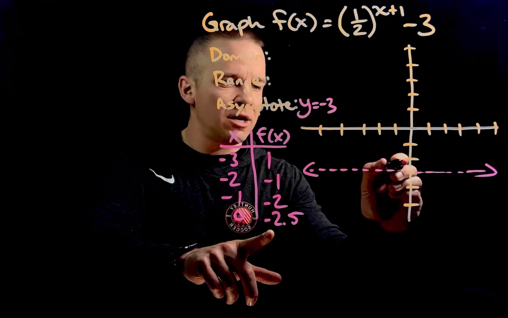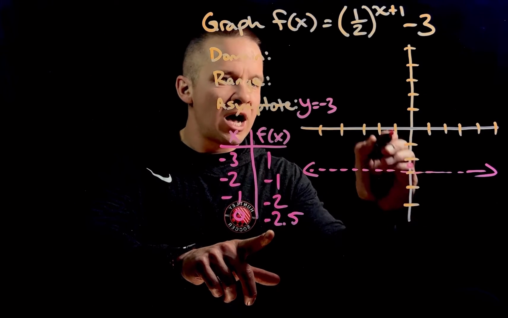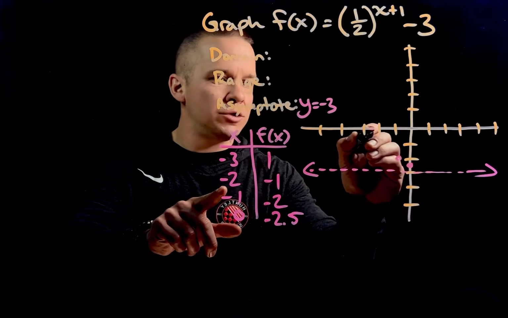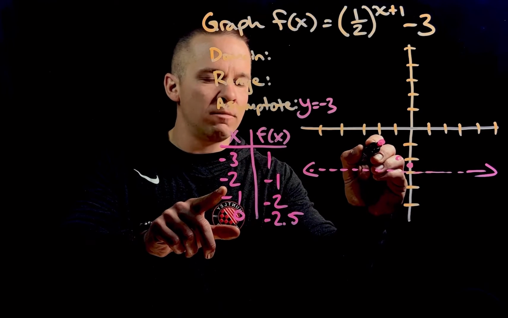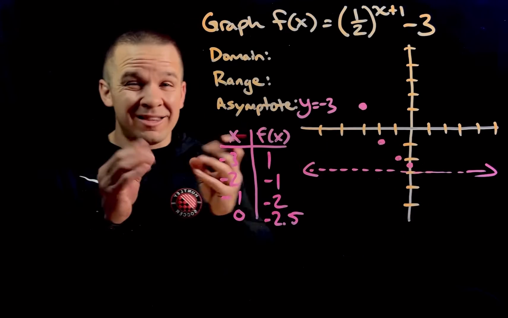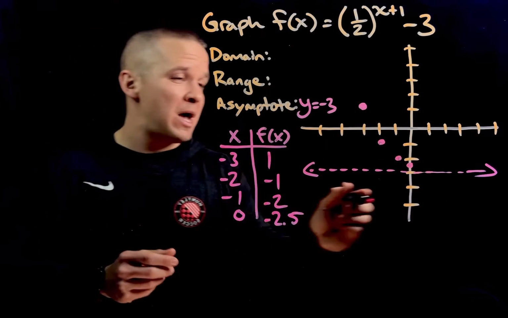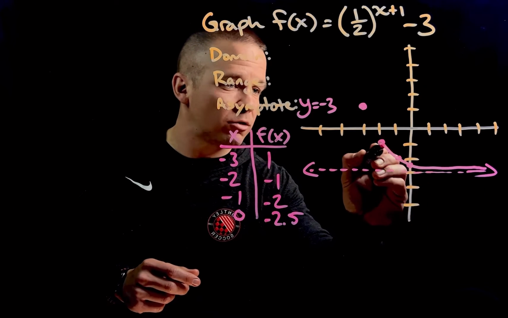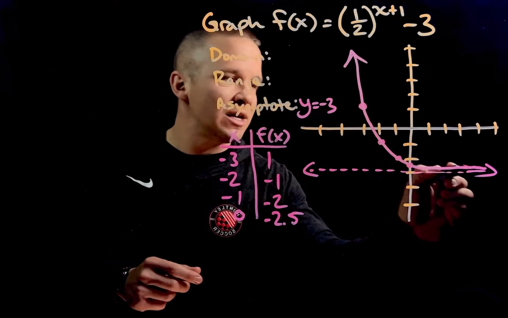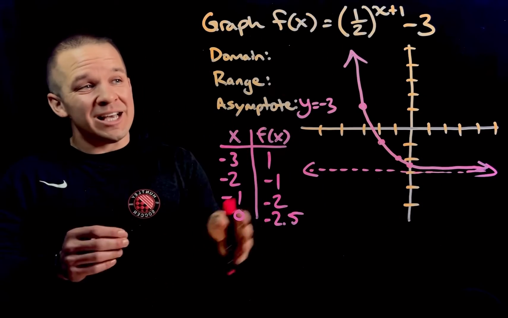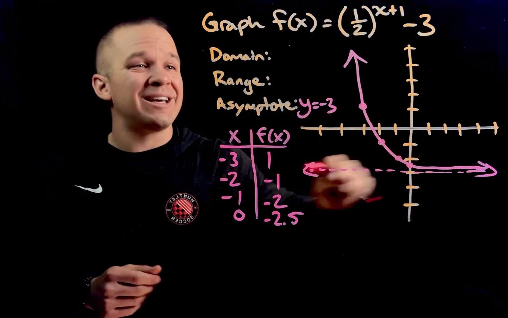So I got (0, -2.5), which is right here. I have (-1, -2), which is right here. Then I've got (-2, -1), boom. And then we got (-3, +1). And it does help to know a little bit about the shape of these, right? It's going to be getting closer and closer to that asymptote, never crossing or touching it. And then it's going to go on up while still going to the left there, okay? This is a decay function, exponential decay.